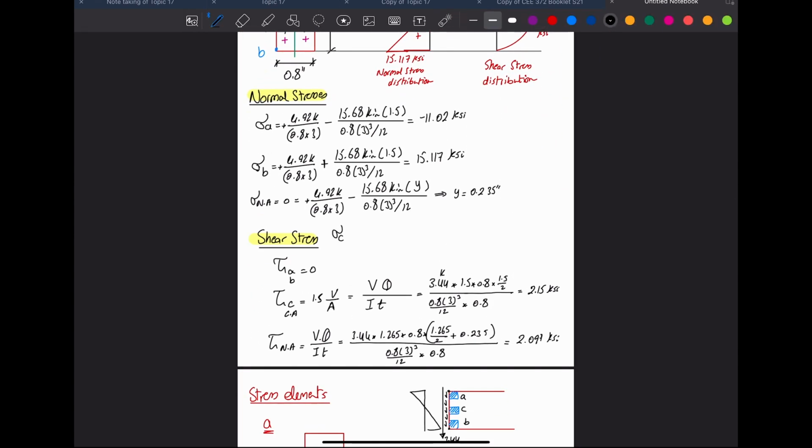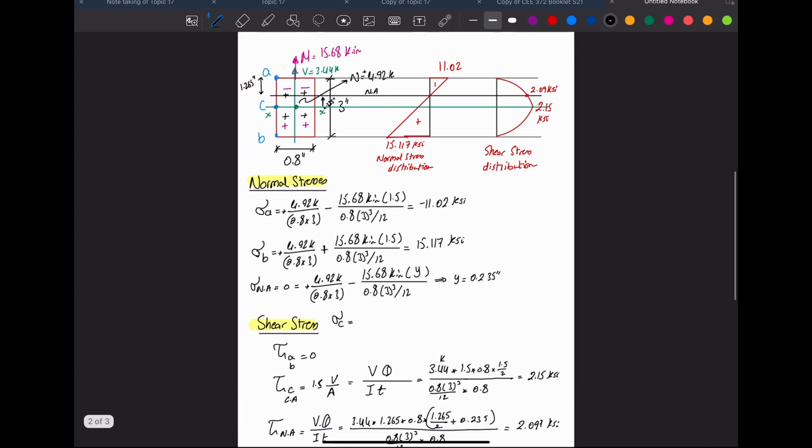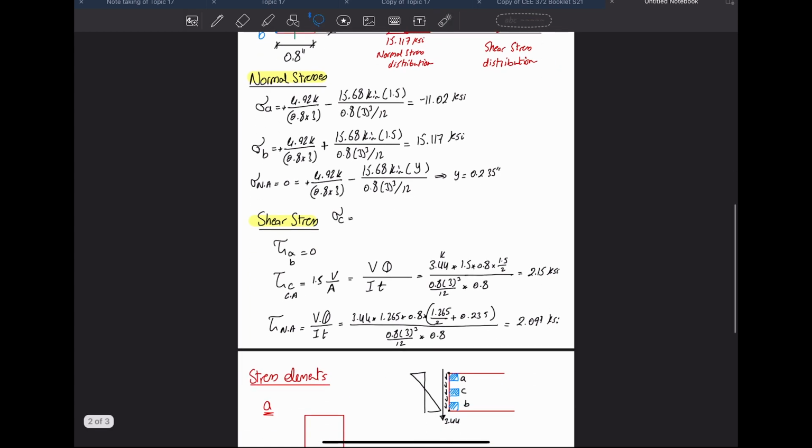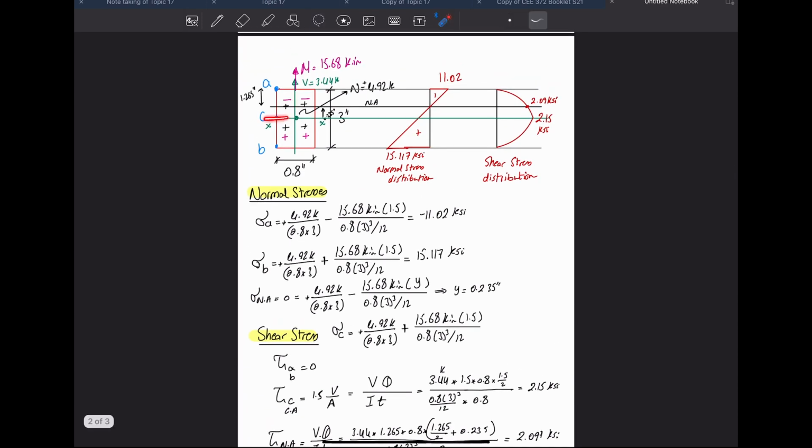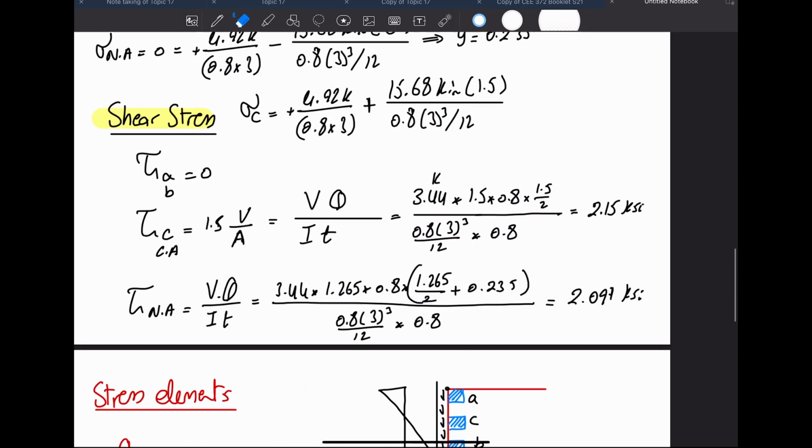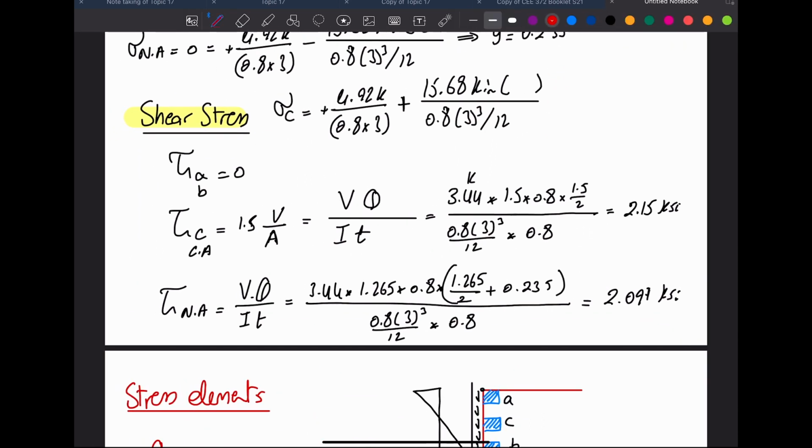So I want to calculate the stress at C. Where does C lie? C lies in a region where I have positive and positive. So I'm going to use this equation. Notice that C is at the centroid, so y is equal to 0. If y is equal to 0, then this whole term is equal to 0, not the normal stress, just the second term. And sigma C is equal to 4.2 over 0.8 times 3, which is 2.05.